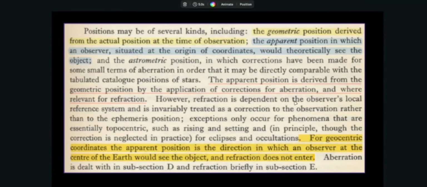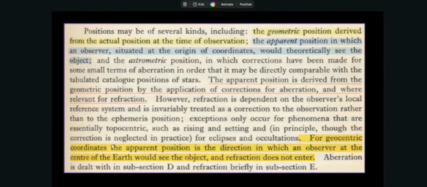However, refraction is dependent on the observer's local reference system and is invariably treated as a correction rather than a fundamental part, and so on. So it just goes into that a little bit. But again, exceptions only occur for phenomena that are essentially topocentric, such as rising and setting; in principle the correction is neglected in practice for eclipses and occultations.